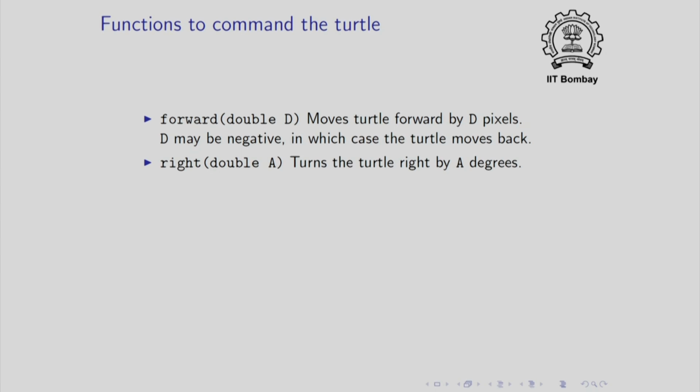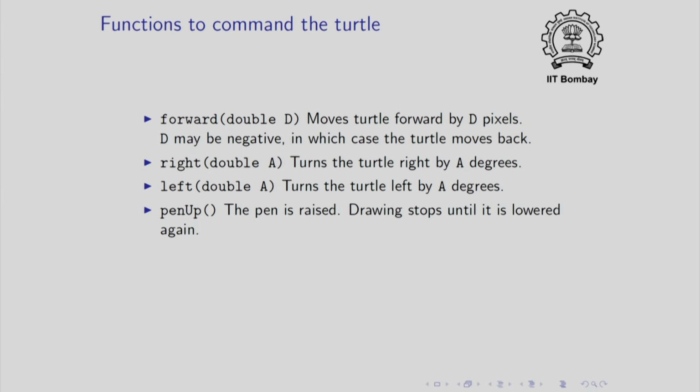Right is also something that you saw. So the argument to right tells the turtle how much to turn, so in degrees. You have a similar command which tells the turtle to turn, but this time the turtle is going to turn left. There is another useful command which is called the pen up command.